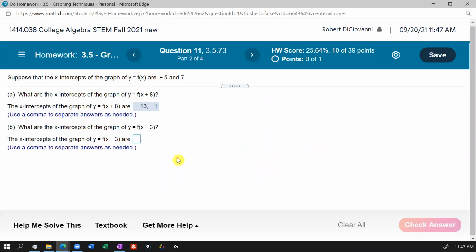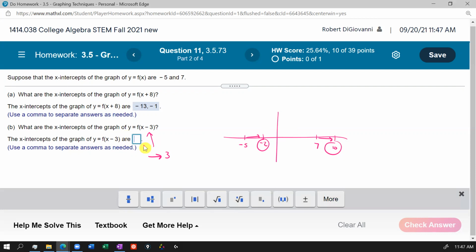Okay, what are the x-intercepts of the graph of f of x minus 3? So again, we start off, we had the original x-intercepts of negative 5, positive 7. This time we're going to be moving to the right 3. So moving this to the right 3, we're at negative 2. This to the right 3, we're at 10. So we will have negative 2 and 10.